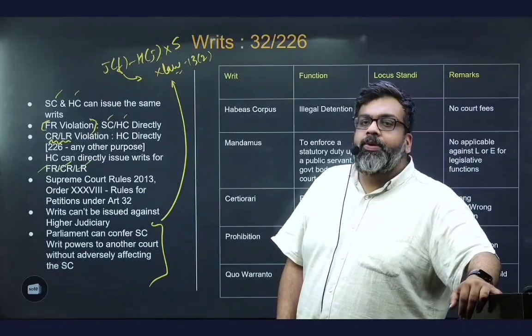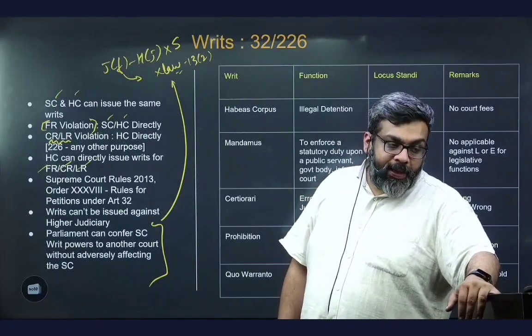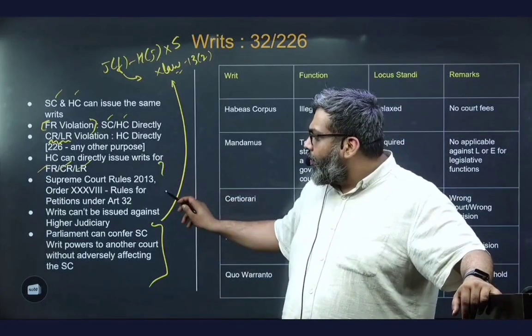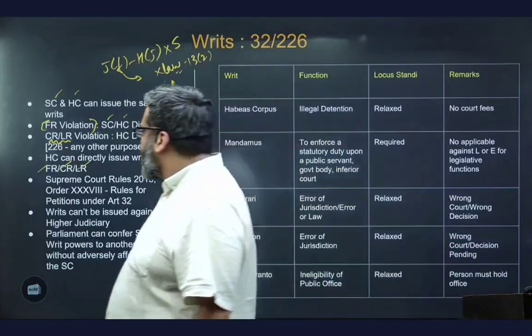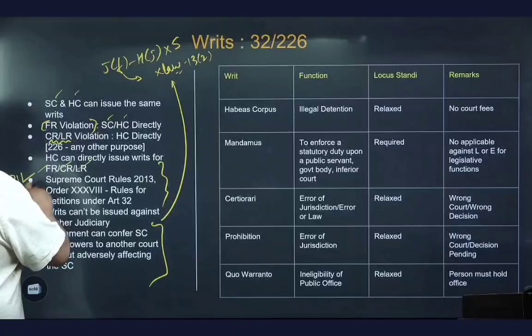Very interestingly, without prejudice to the Supreme Court, this is categorically mentioned, the Parliament can confer the Supreme Court's writ powers to any other authority or court that the Parliament may deem fit. And the Supreme Court Rules Order 38 has a list of things that you've got to do for petitions under Article 32. It also contains rules for public interest litigations.